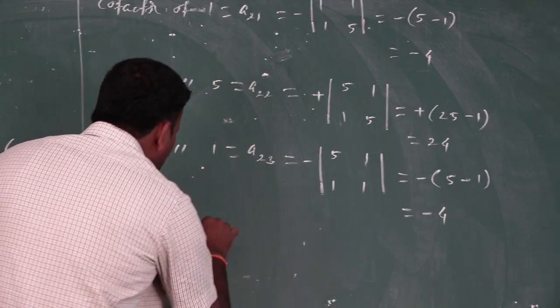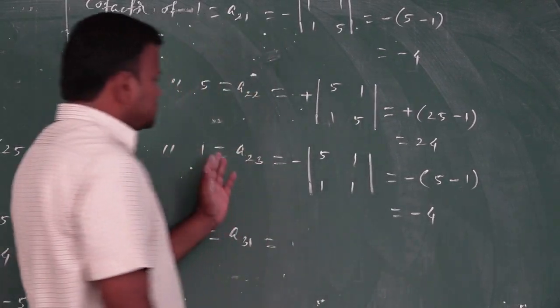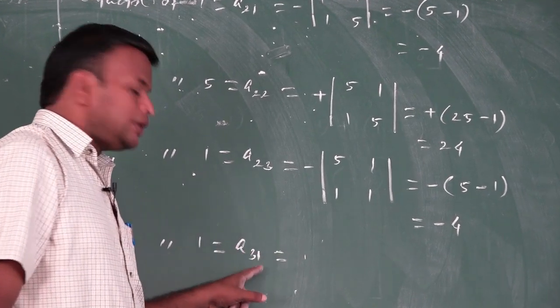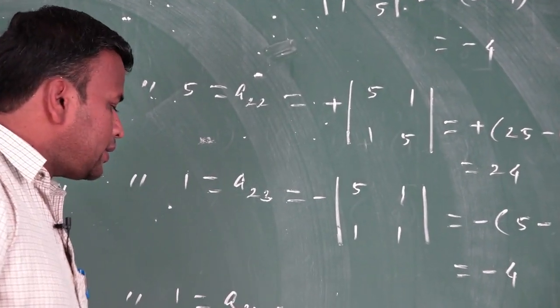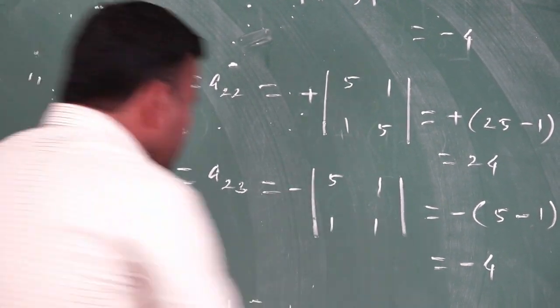Next, the cofactor of 1, whose place value is... the second row is over. Now we come to the third row. So its place value is A31, that is, the number 1 occurs in the third row, first column. Minus was the previous sign, so we put plus.